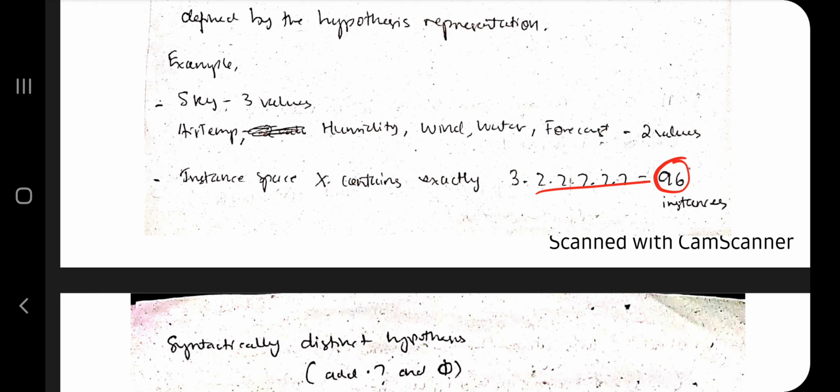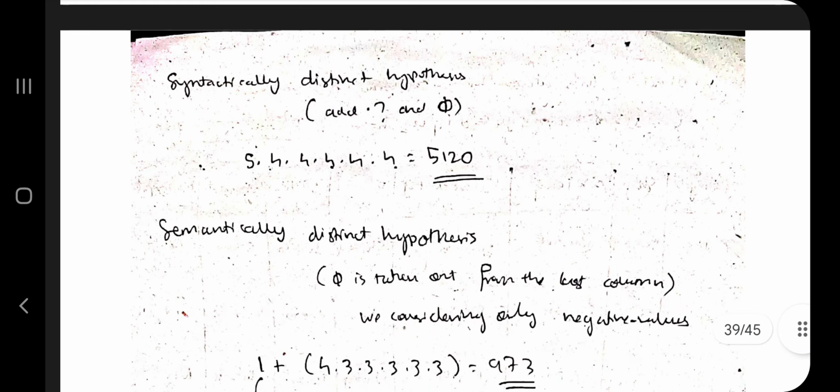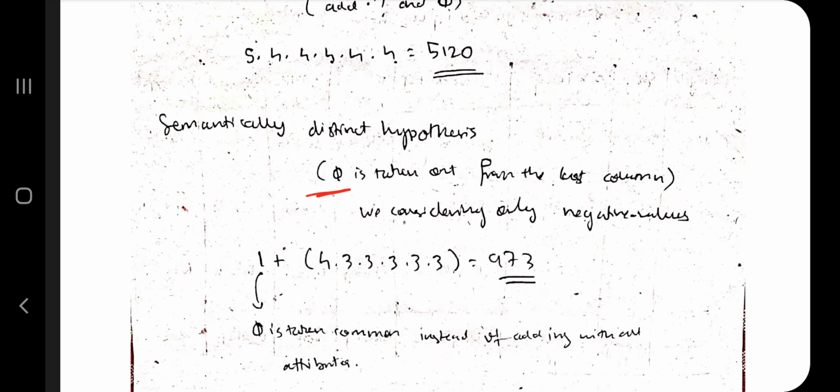Syntactically distinct hypotheses are nothing but the values I can take. For example, here I can take sunny, cloudy and rainy, 3 values. If I add question mark, then 3 plus 2, 5 will be there, and for the rest also it will be 2 plus 2, 2 plus 2 and so on. So 5 into 4 into 4 into 4 into 4 and so on, it will be 5120 total syntactically distinct hypotheses. For the semantically distinct, you just have to take 5 common and remove 5 from each of these. So it will be 4 into 3 into 3 into 3 into 3 plus 1 for the 5 taken as common, it will be 973.